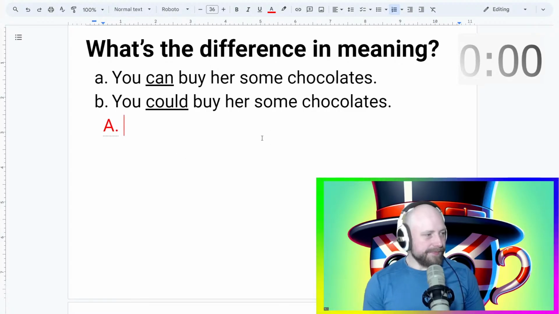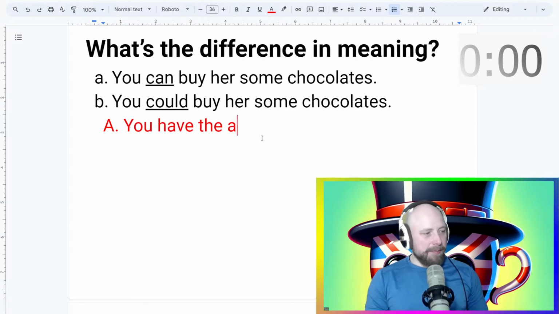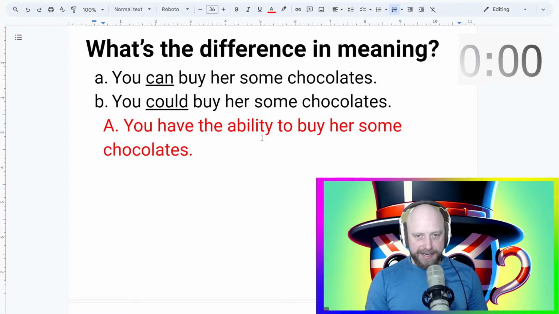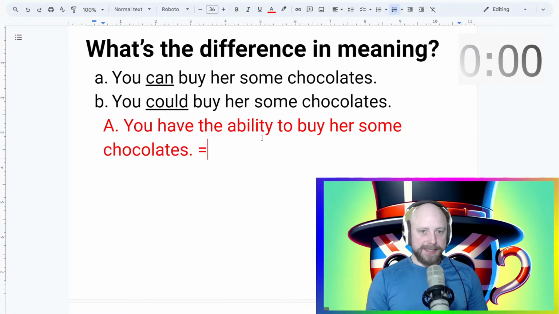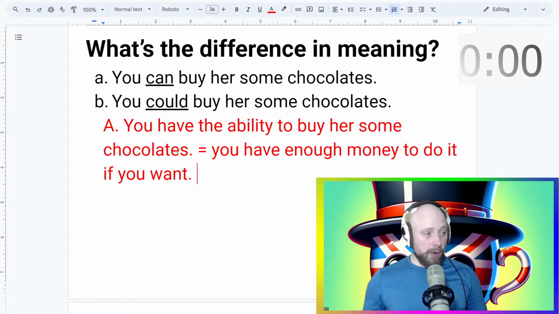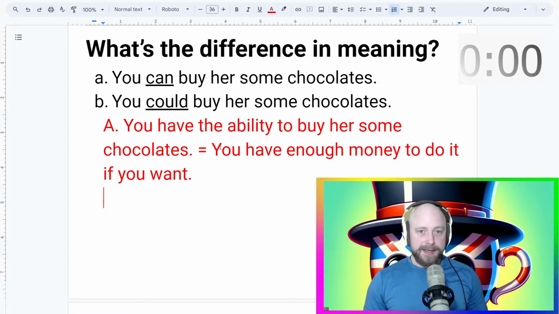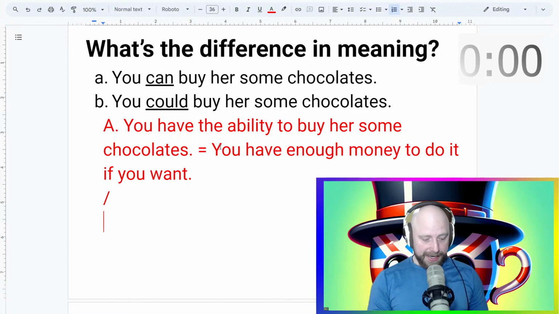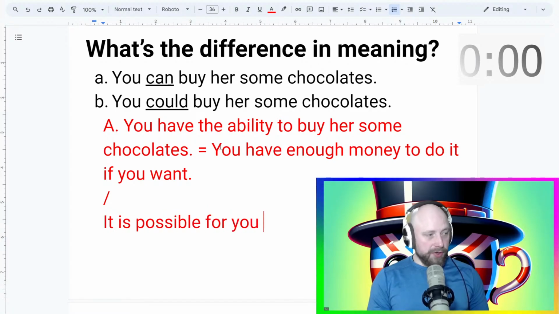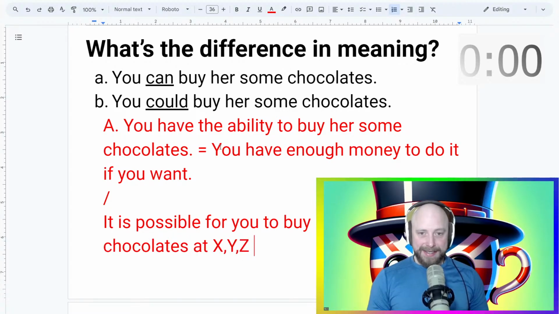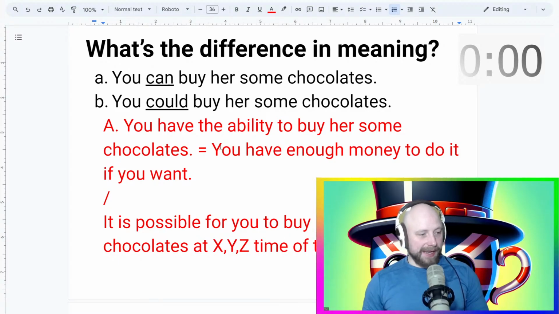A, with can, means you have the ability to buy her some chocolates. That's what I'm saying. You have that ability. So it's kind of like saying you have enough money to do it if you want, right? You have the ability. Another possibility, a slightly different meaning depending on context, is it is possible for you to buy her some chocolates at X, Y, Z time of the year, or something like that.